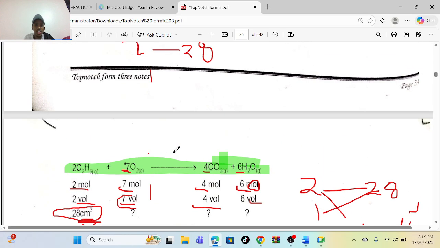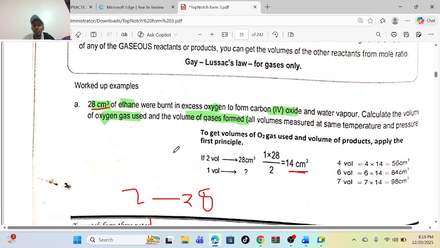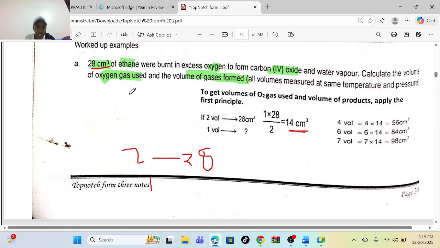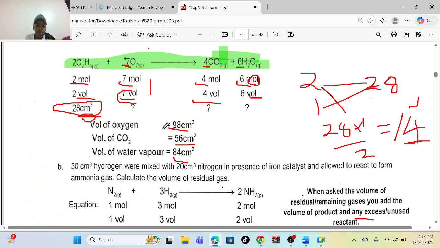So what was the question asking us? It was asking, this is a product: 4 times 14, 6 times 14, 7 times 14. The question asked us to calculate the volume of oxygen gas used. So the oxygen gas used is how much? 98. And the water vapor that is formed is 84.